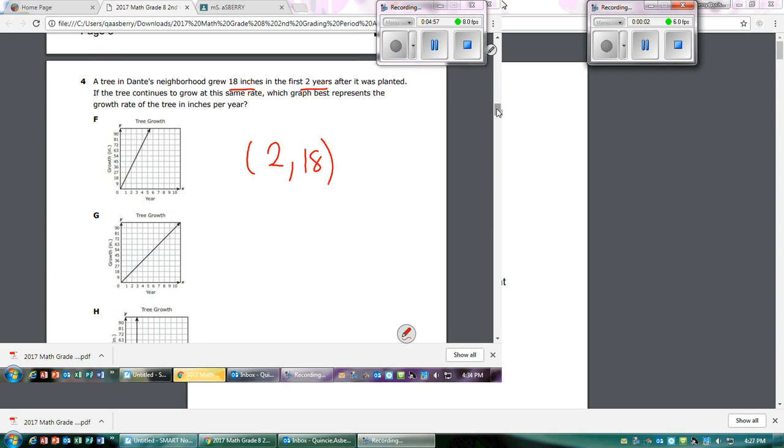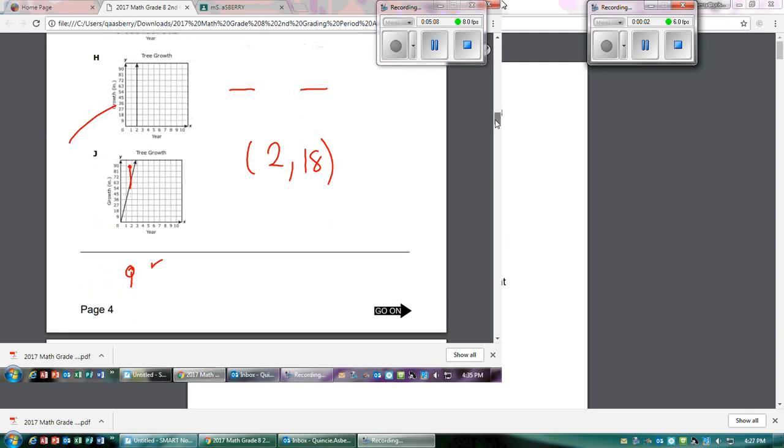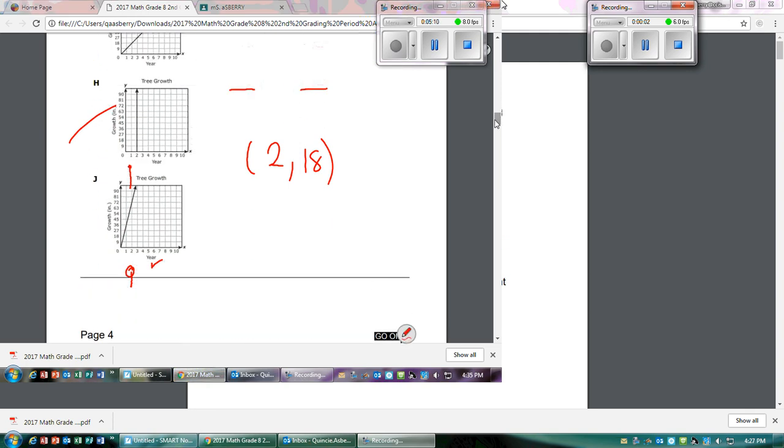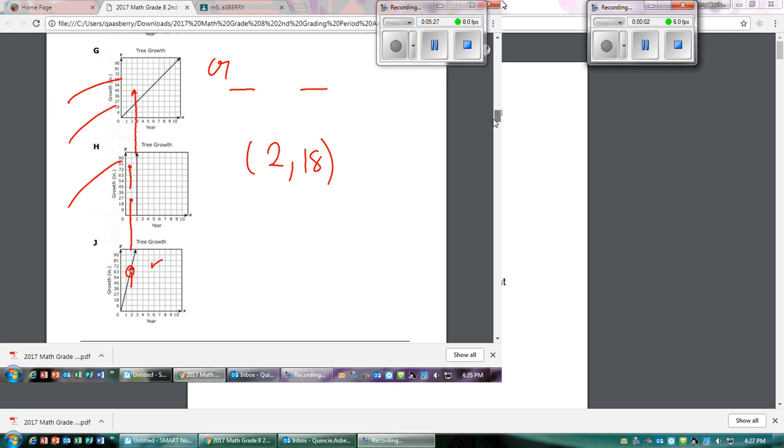If I go to A, 2 years, it's saying 36. That is not qualified. G, 2 years, 18. That works so far. Let's check the other ones. J is saying it's 2 years and there's no growth over the 2 years. That makes no sense. And then here we go, 2 years, it grew to 72 inches. Nope, doesn't work. So that means my answer should be G. We should get G. That's the only one that works.